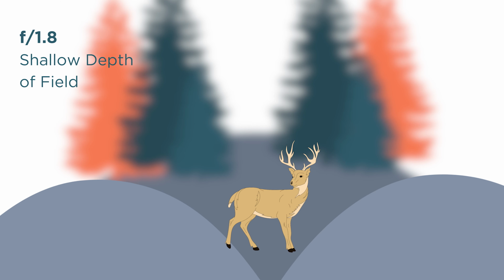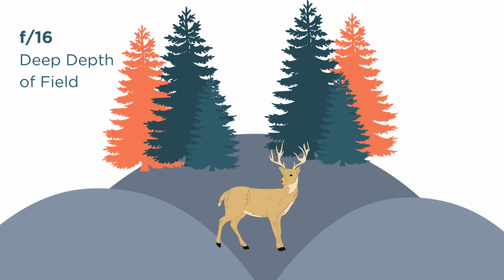For example, when shooting a subject at an aperture of f/1.8, the subject is in focus and the background is out of focus. The higher the aperture, meaning the smaller the hole, the deeper or wider depth of field you'll have. For example, when shooting a subject at an aperture of f/16, more will appear in focus. To learn more about aperture, be sure to check out our video on aperture linked in the description below.